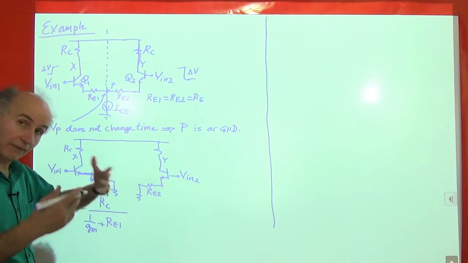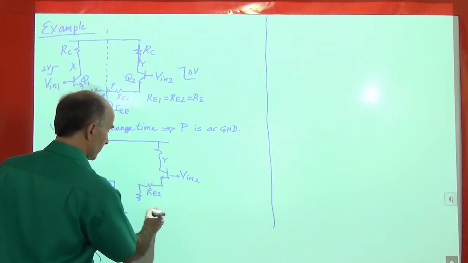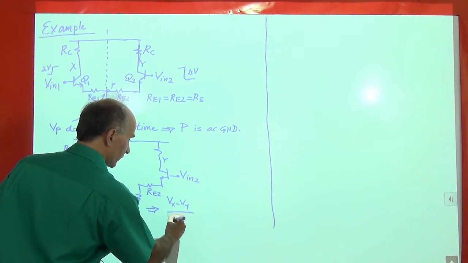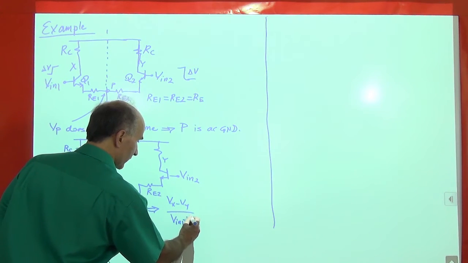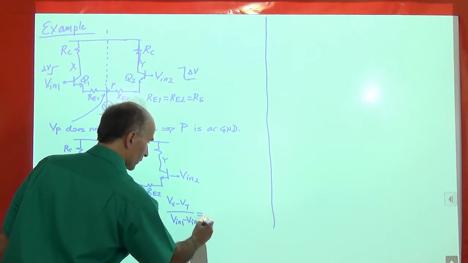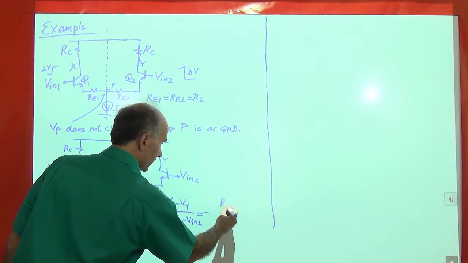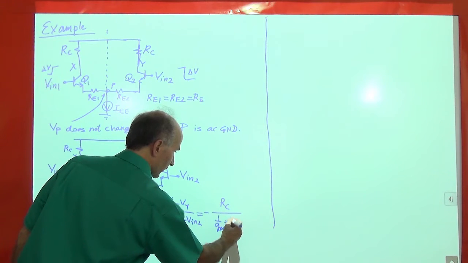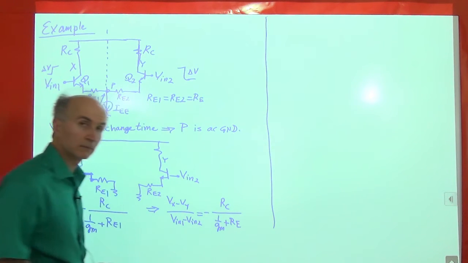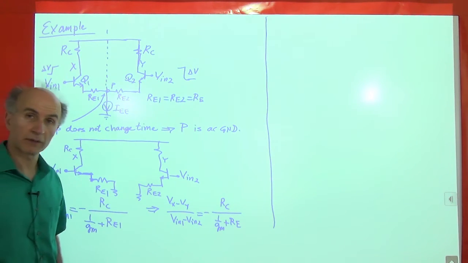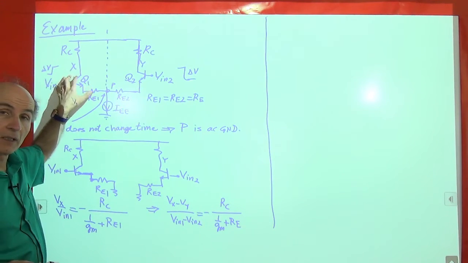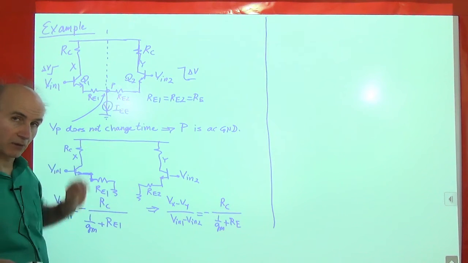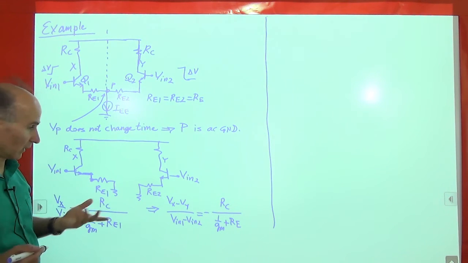So the total differential voltage gain will be like this: Vx minus Vy over Vin1 minus Vin2 is equal to minus RC over 1 over gm plus RE. That is the overall differential voltage gain of the bipolar differential pair with emitter degeneration. All right, so that's pretty simple.